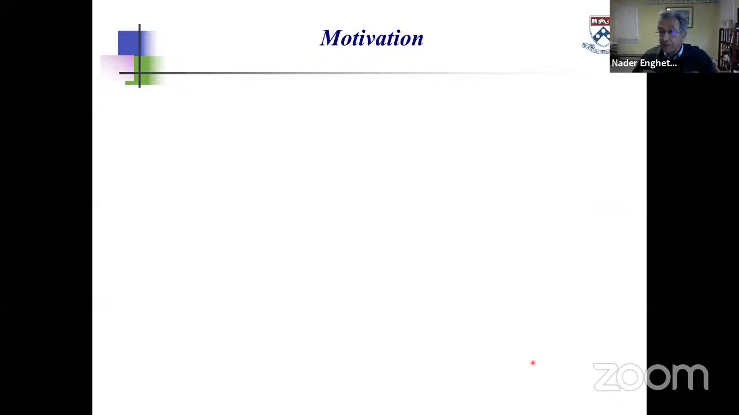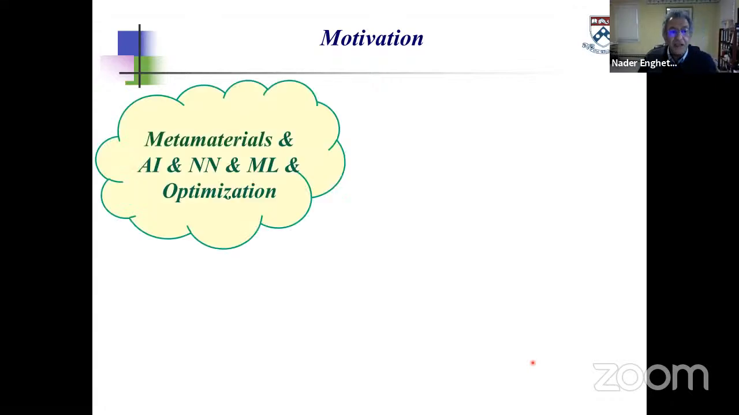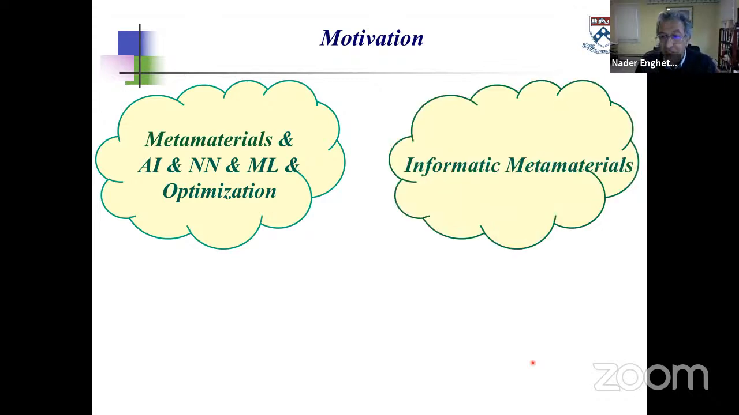Now, coming back to the specific topic of the talk today, one of the projects in my group is to see whether this concept of metamaterials can help us in connection with artificial intelligence, neural networks, machine learning, optimization, and so on. This is a long-term goal, but to make it more specific, we asked a more specific question: could we have metamaterials that can help us in information processing, informatic metamaterials?